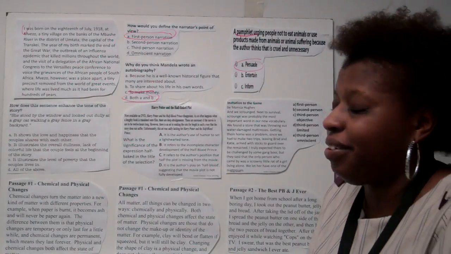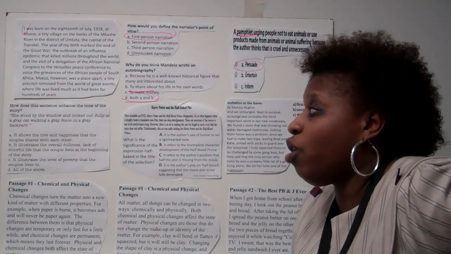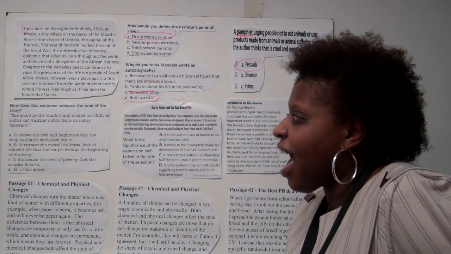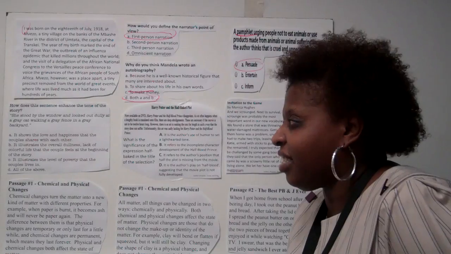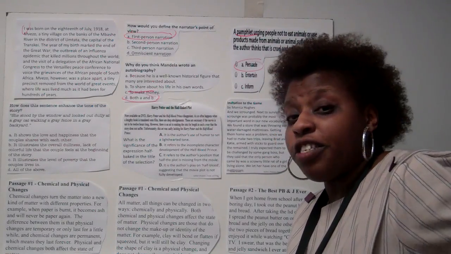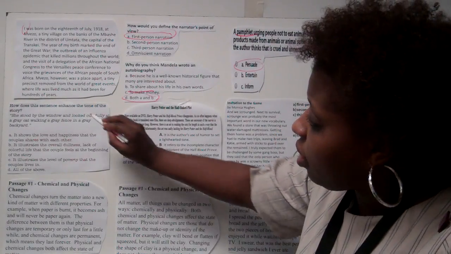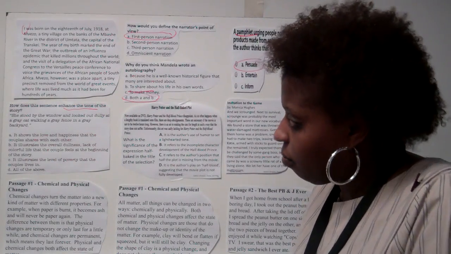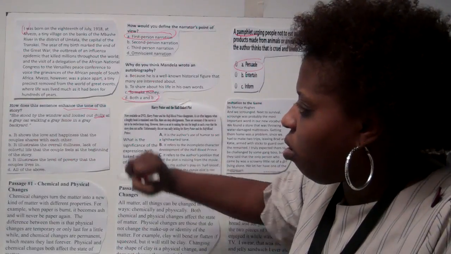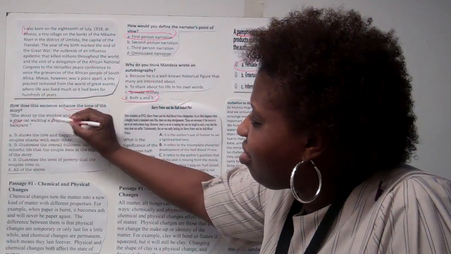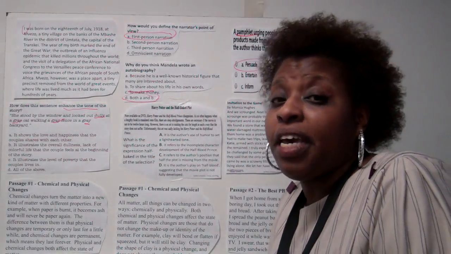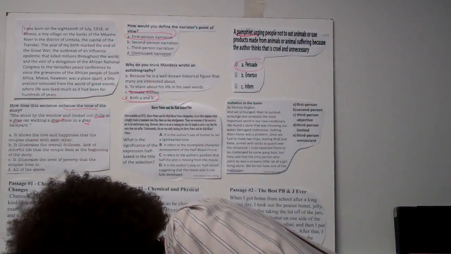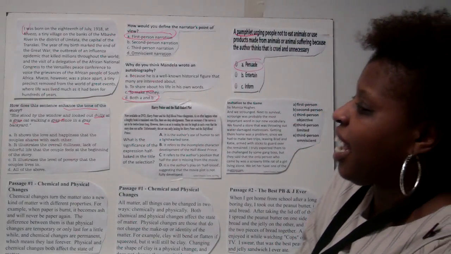Let's read this one right here. How does this sentence enhance the tone of the story? She stood by the window and looked out dully at a gray cat walking a gray fence in a gray backyard. So the first thing I notice is a couple of key words. I'm looking at enhancing the tone. The tone is the mood of the text. So I see dull, and then I see words like gray, and then I see that she's repeated that word. So clearly she wants me to know that it's gray. So how did that enhance the tone?